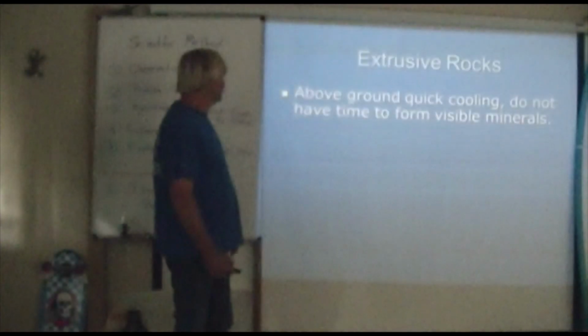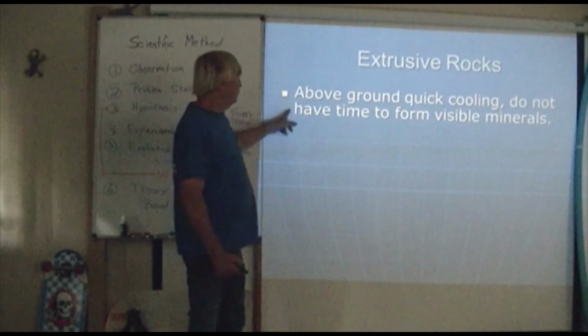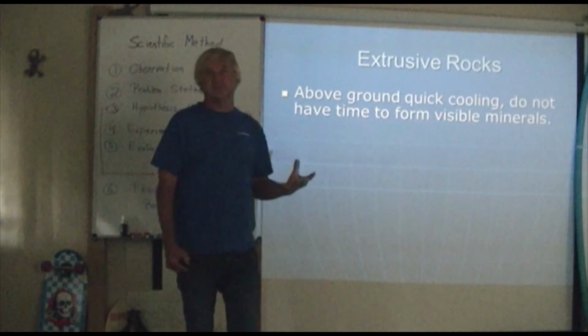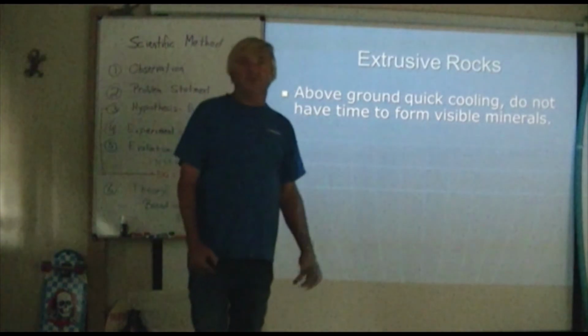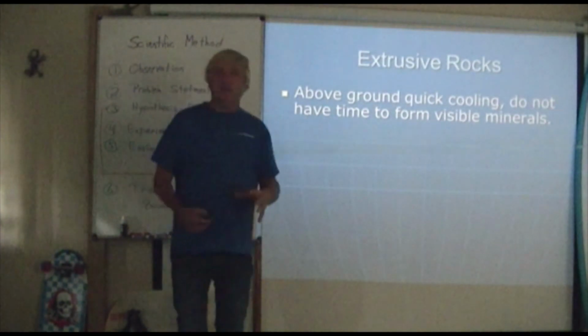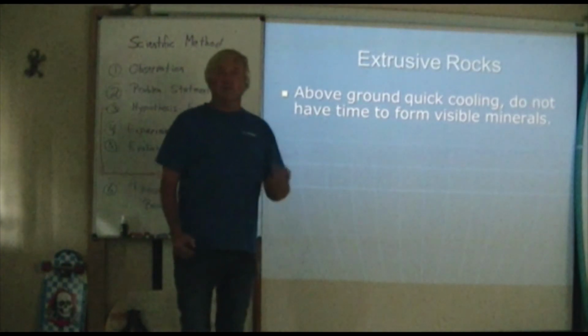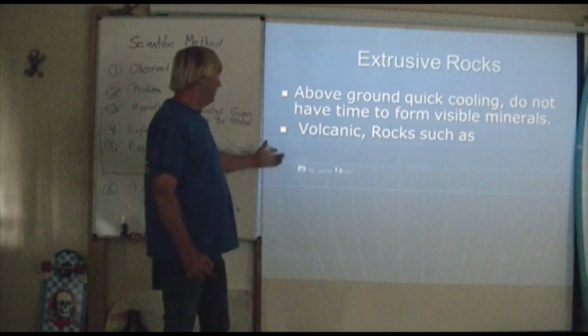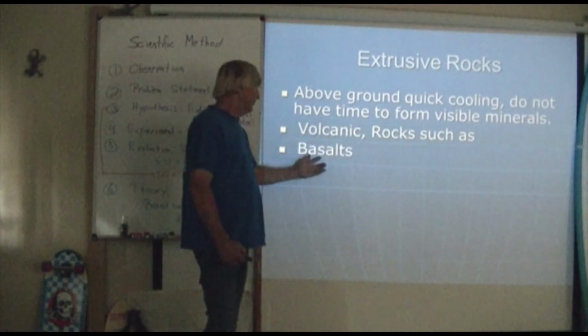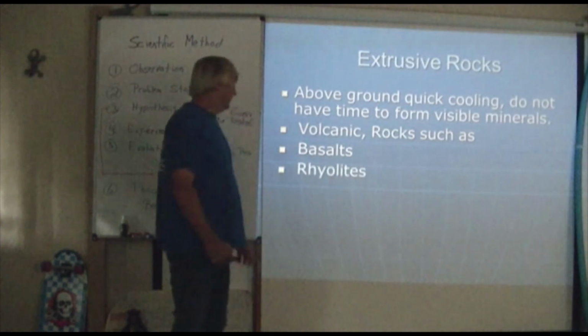The extrusive rocks, above ground, cool quickly, so they do not have time to form visible minerals. These form far too quickly for the minerals to get together and form geometric shapes and individual crystals. So the types of rocks that we're going to see out of these volcanic rocks are things like basalt, that's an iron-rich rock.